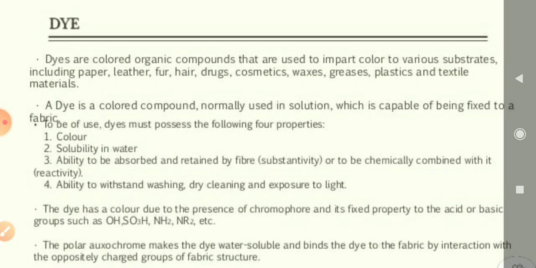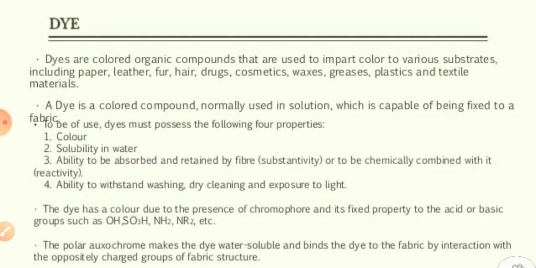Now, what are the dyes? If you know about them, dyes are colored organic compounds that are used to impart color to various substances, including paper, leather, fur, hair, drugs, cosmetics, waxes, plastics, and textile industry materials. So these are some materials which are colored, which show the color.